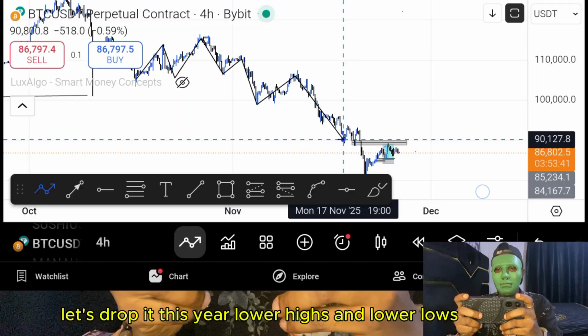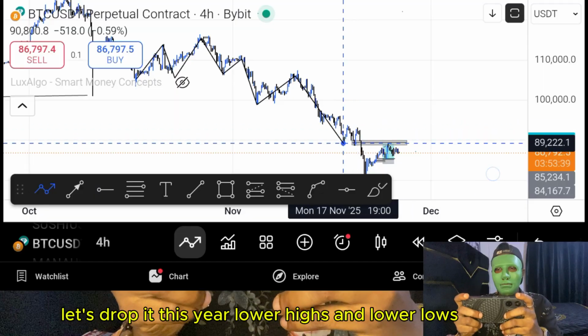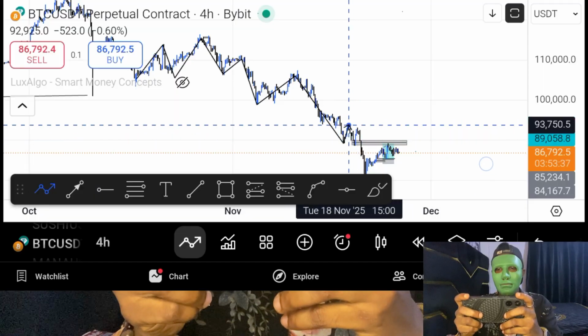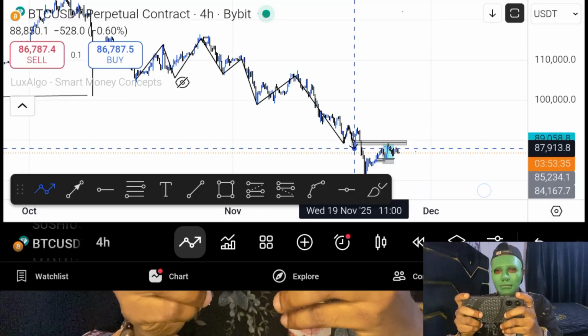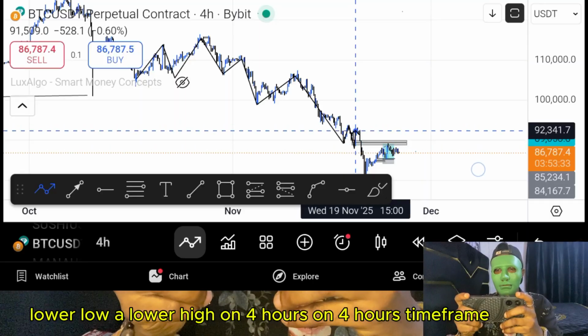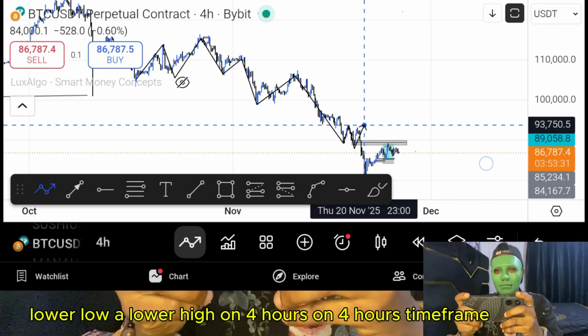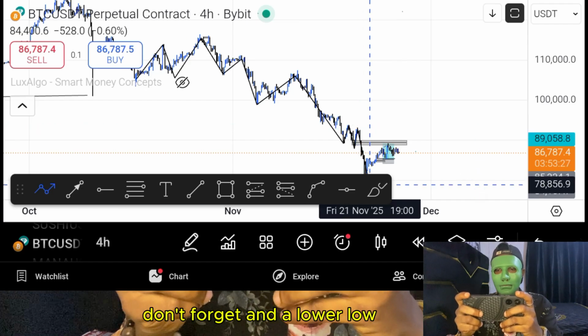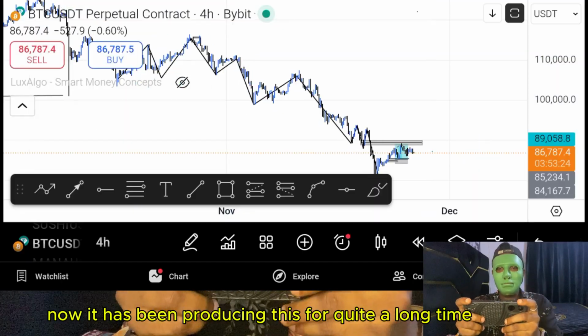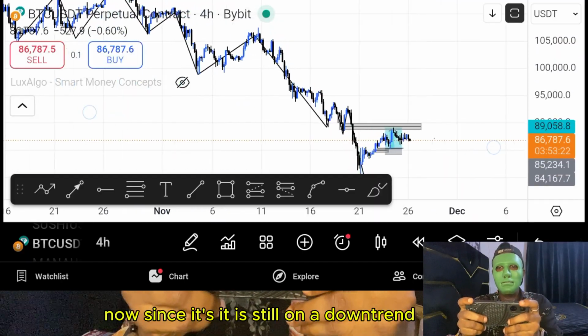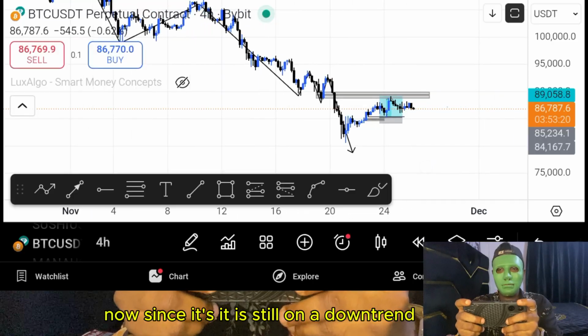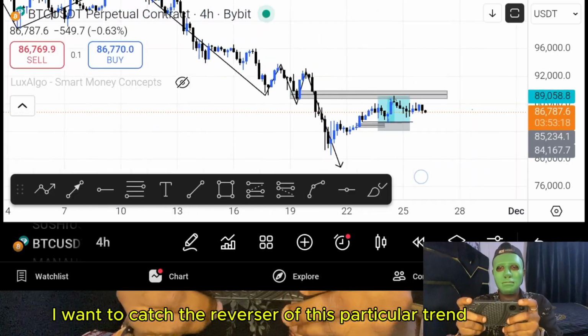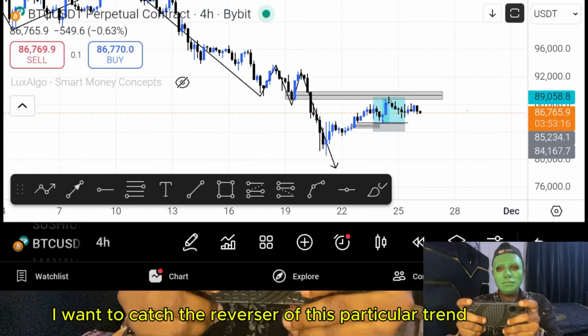Lower highs and lower lows. Lower high, lower low, a lower high on 4 hours. On the 4 hours time frame, don't forget. And a lower low. Now, it has been producing this for quite a long time. Since it is still on a downtrend, I want to catch the reversal of this particular trend.